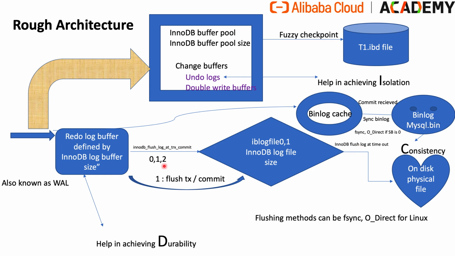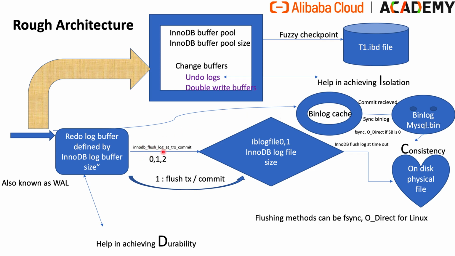Also, if you have enabled your binary logs, then apart from the redo log buffer, your query will also go to the bin log cache, and then also to the InnoDB buffer pool. So the first point is the redo log buffer, and if binary logs are enabled, then also bin log caches. Now let's segregate these things into different parts. But before that, I want to explain some basic variables.